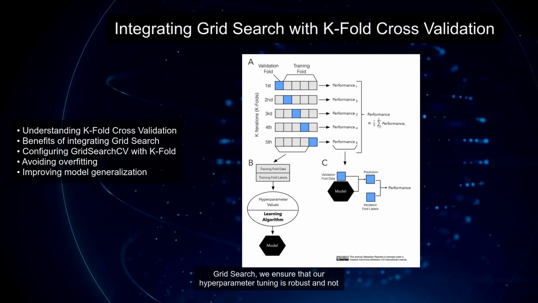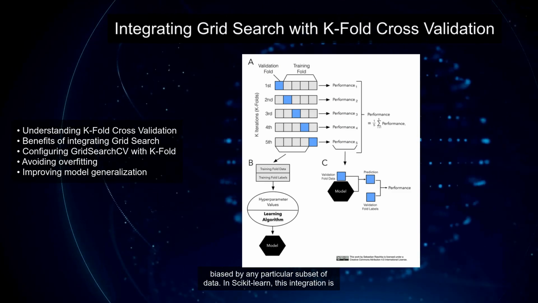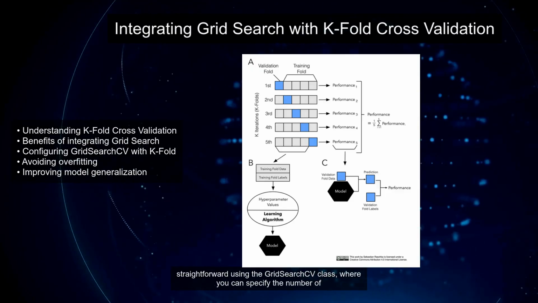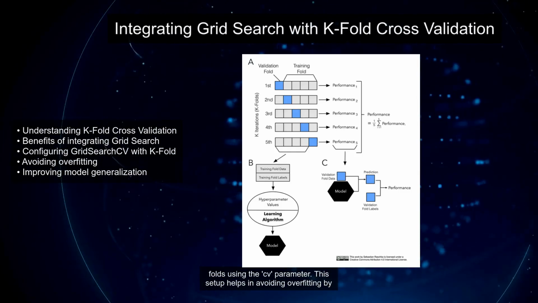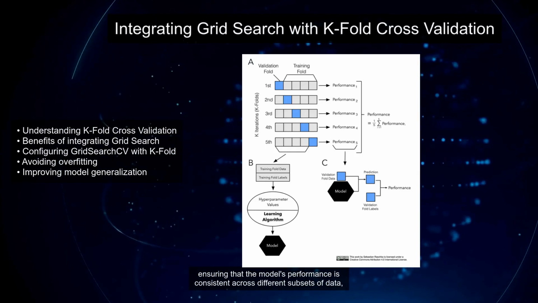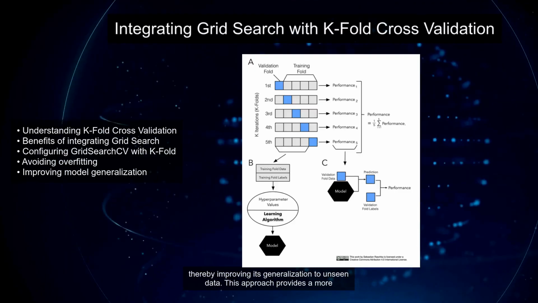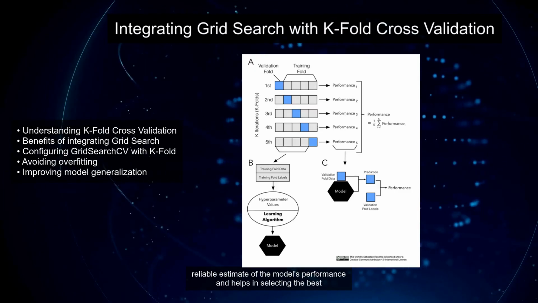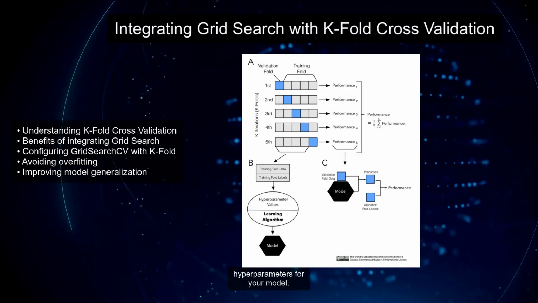By combining this with grid search, we ensure that our hyperparameter tuning is robust and not biased by any particular subset of data. In Scikit-learn, this integration is straightforward using the grid search class, where you can specify the number of folds using the cv parameter. This setup helps in avoiding overfitting by ensuring that the model's performance is consistent across different subsets of data, thereby improving its generalization to unseen data. This approach provides a more reliable estimate of the model's performance and helps in selecting the best hyperparameters for your model.